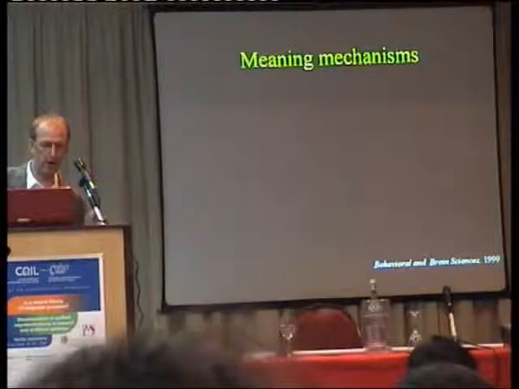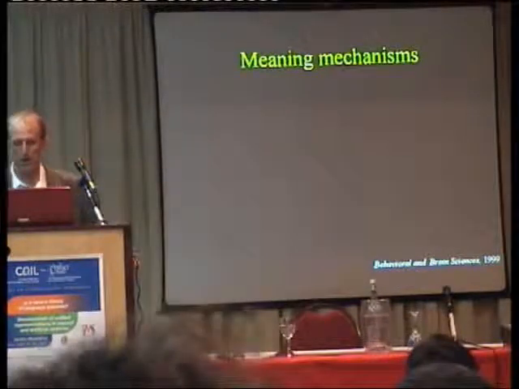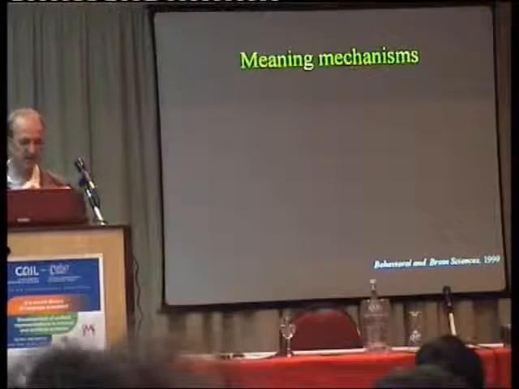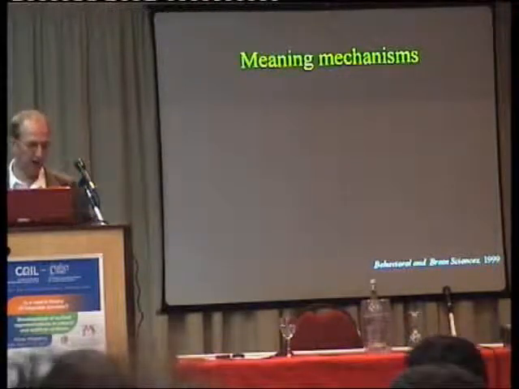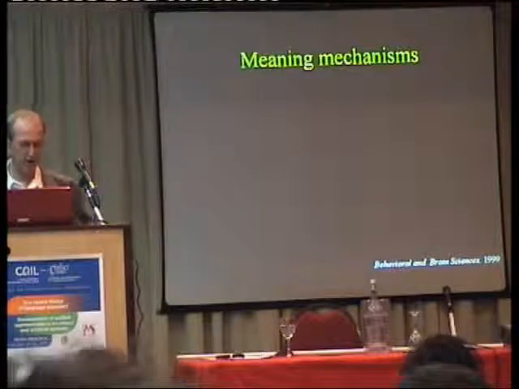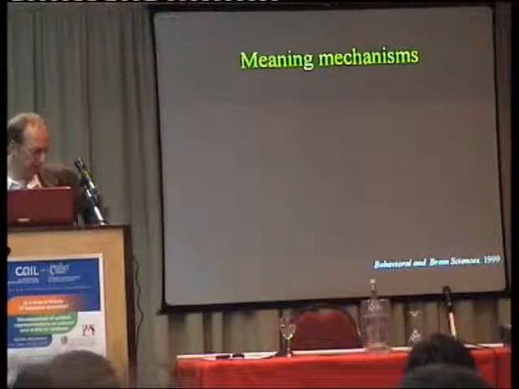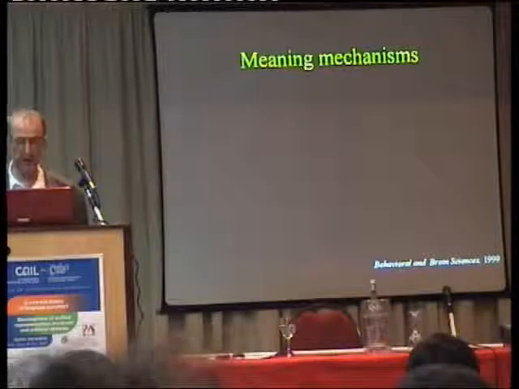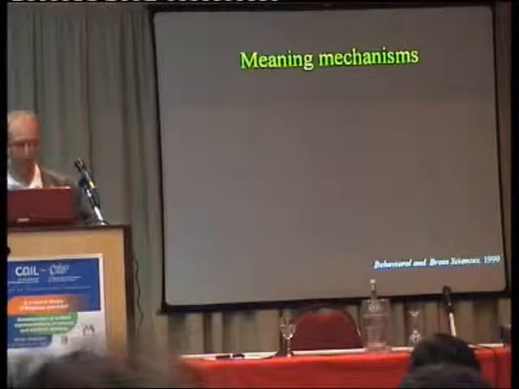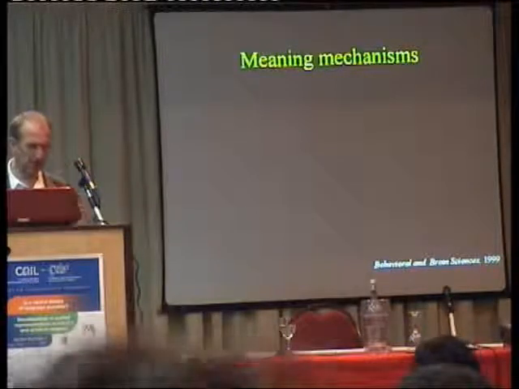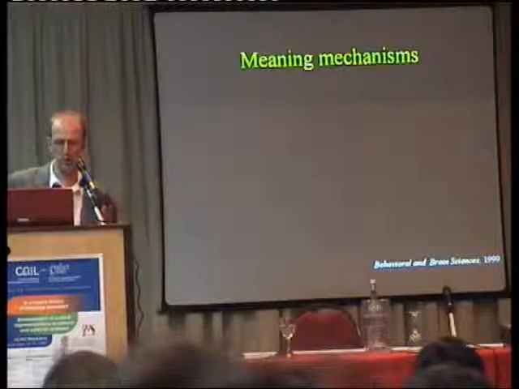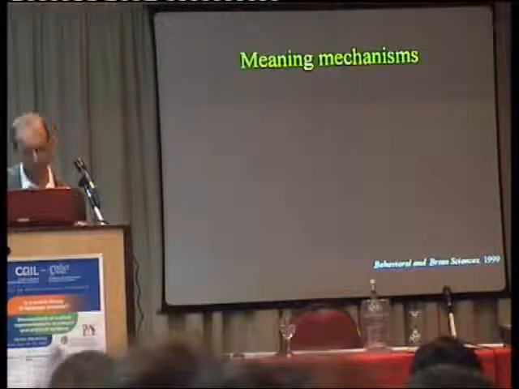About 10 years ago, I wrote an article for BBS, the Behavioral and Brain Sciences, discussing this issue already in great depth, and there were quite a lot of responses to this, mostly favorable responses, to my great surprise, to this article, which actually explained meaning mechanisms tentatively in terms of distributed neuronal circuits.